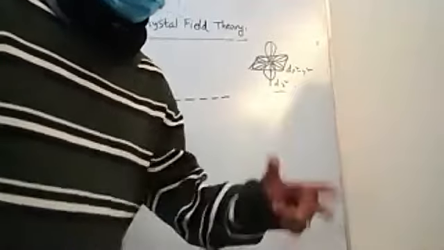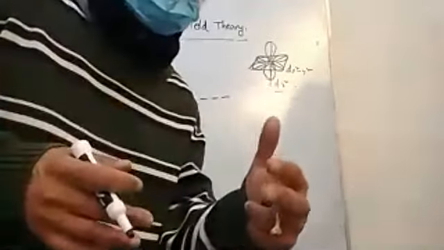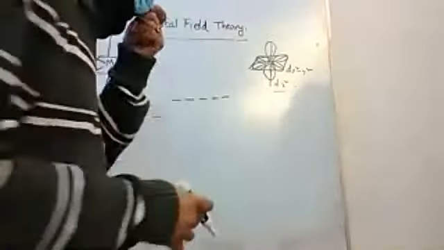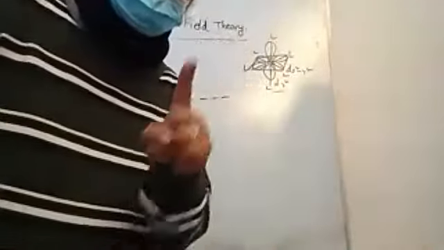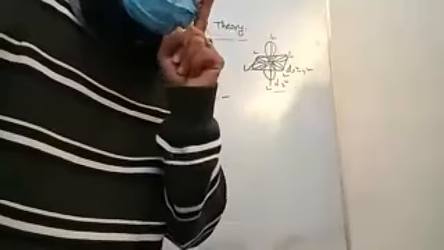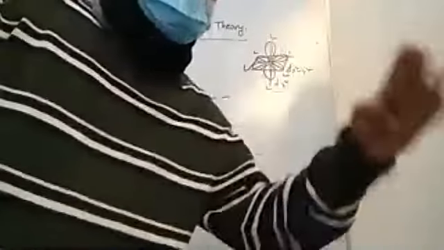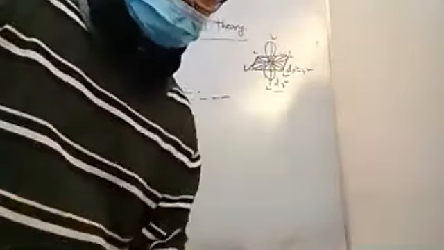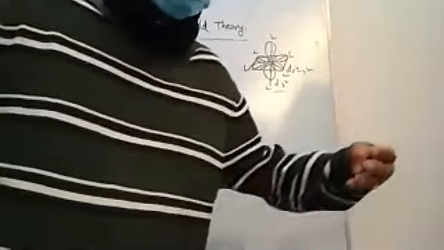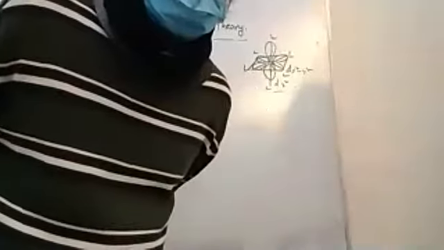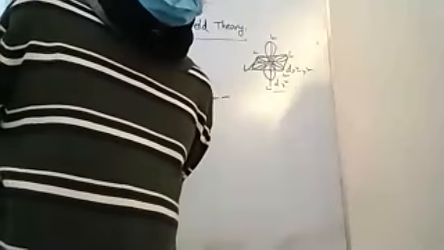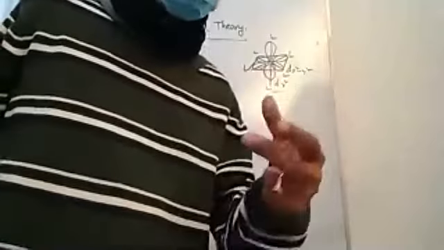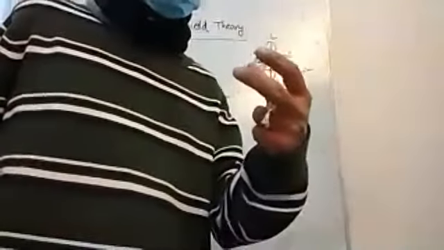The dxy, dyz, dzx are in between the axes. So what is happening is the ligands here are coming and attacking the dx squared minus y squared and dz squared more preferentially than the xy, yz, or zx. This is almost like a head-on collision here. So the electrons of the ligand interact with the x squared minus y squared and z squared more than the other 3.